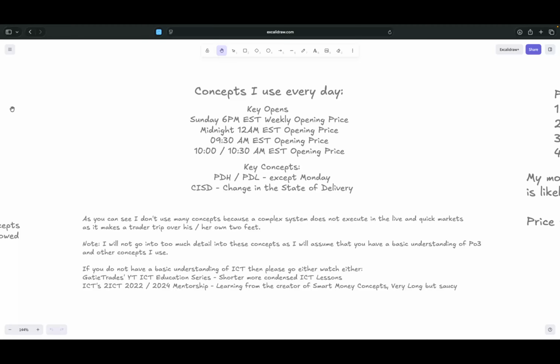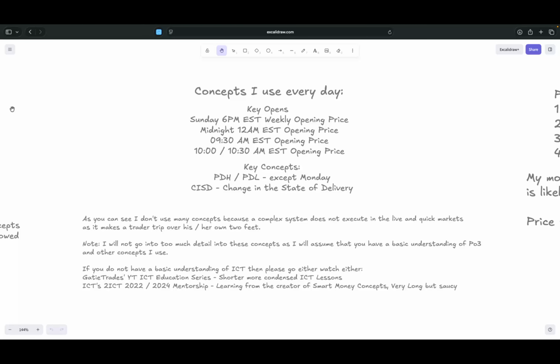So other key concepts that I use are previous day high, previous day low, except for Monday. I will explain that because for me, I keep my range of focus inside the weekly candle. I see every single week as a new reset because new things can happen in the week. Trump can tweet. We have news, right? And news could be a shift in market sentiment.